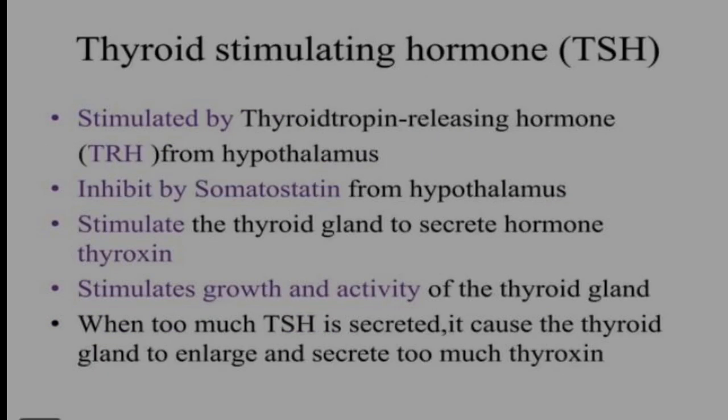Next is thyroid stimulating hormone. It is stimulated by thyrotropin releasing hormone from the hypothalamus, and inhibited by somatostatin from the hypothalamus. It stimulates the thyroid gland to secrete the hormone thyroxine, and stimulates growth and activity of the thyroid gland.